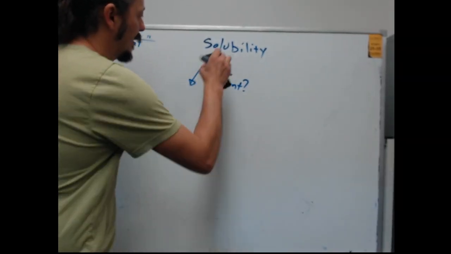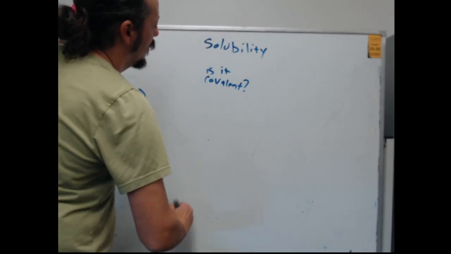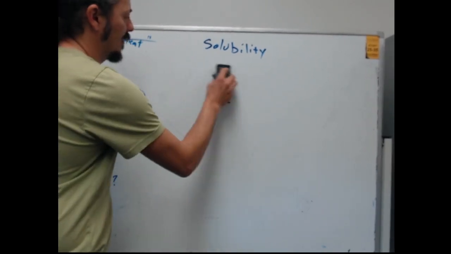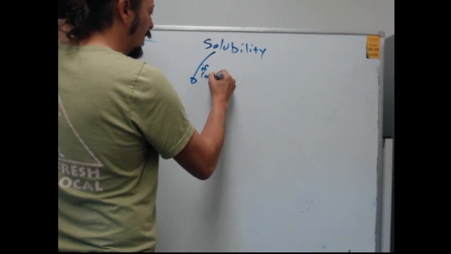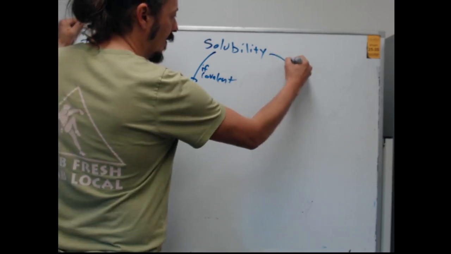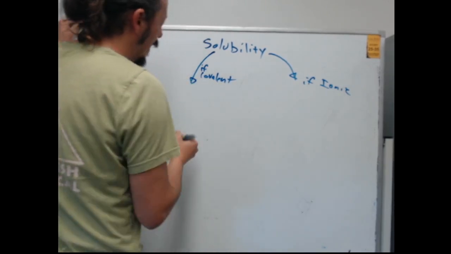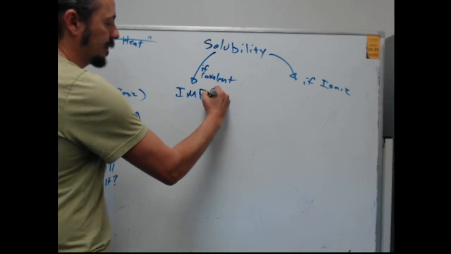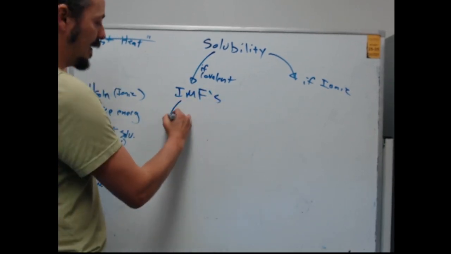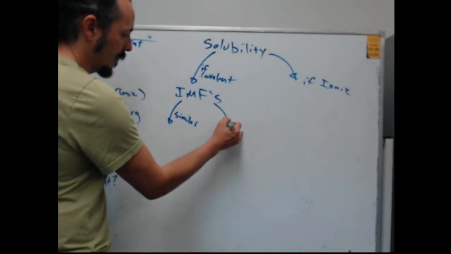I guess I should do it this way, right? If it's covalent, wait, how do I want to draw this? You know those yes-no trees that people do? We're going to do it this way. If covalent versus if ionic. Right? If it's covalent, we're going to look at the IMFs, and then we're going to have either similar or different.